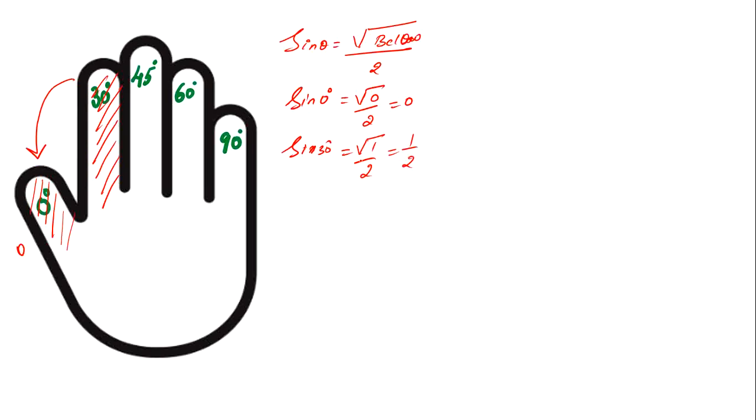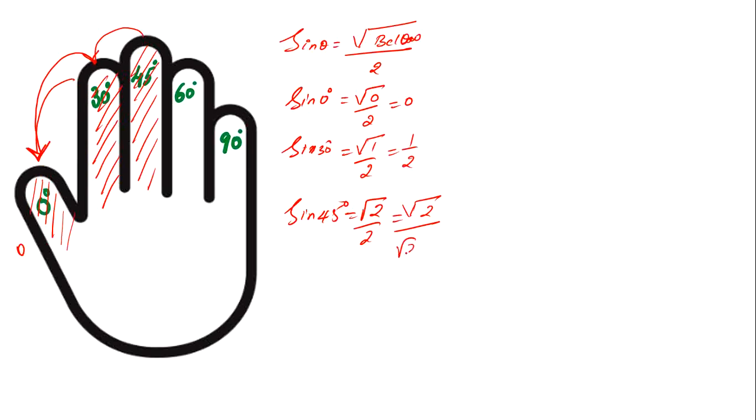Now open the pointer finger and close the middle finger, because we are going to find sine 45 degree. When we close the middle finger, the number of fingers below it is 2. That is, one is the thumb finger and the other is the pointer finger. So it's root 2 by 2. A small simplification: root 2 by 2 can be written as root 2 by root 2 into root 2. Root 2 cancels out, so sine 45 degree is 1 by root 2. Now open up the middle finger.